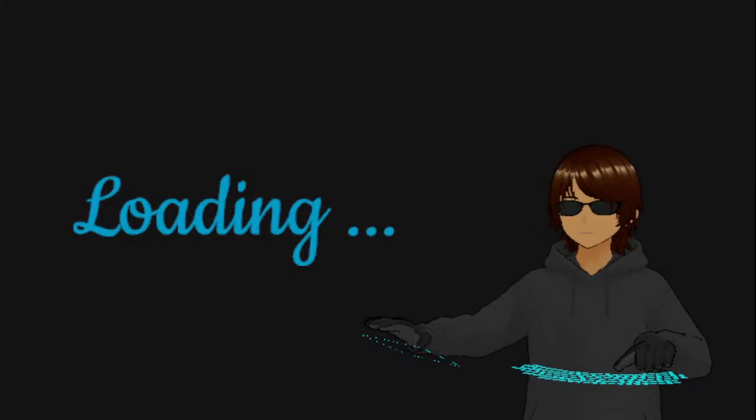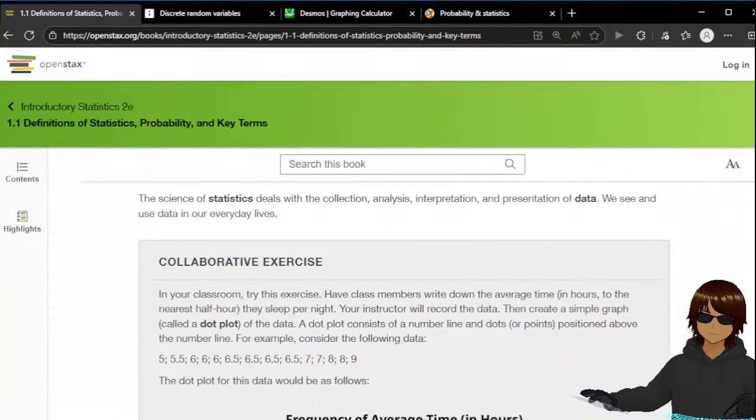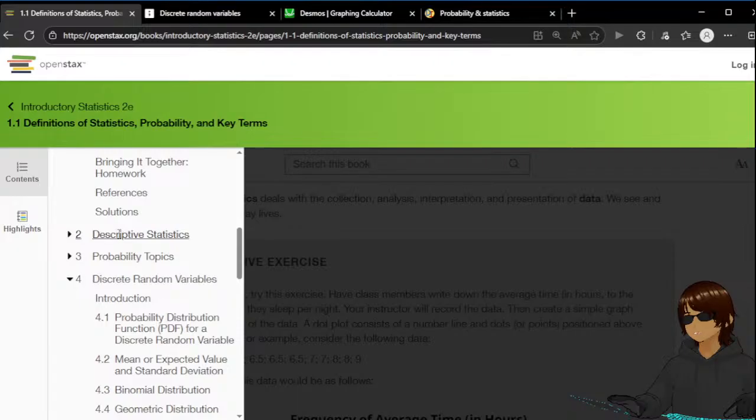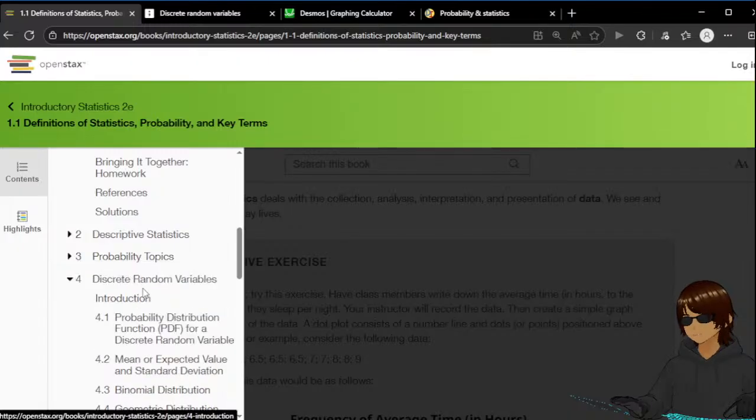Let me just change to full screen. Okay, so last stream I was learning about probability topics. I read the entire thing, but it was mini revision for me. This stream I will be learning about discrete random variables.